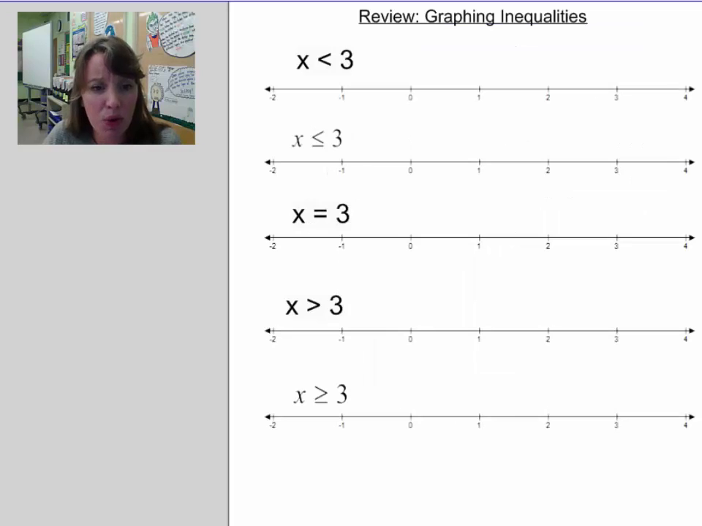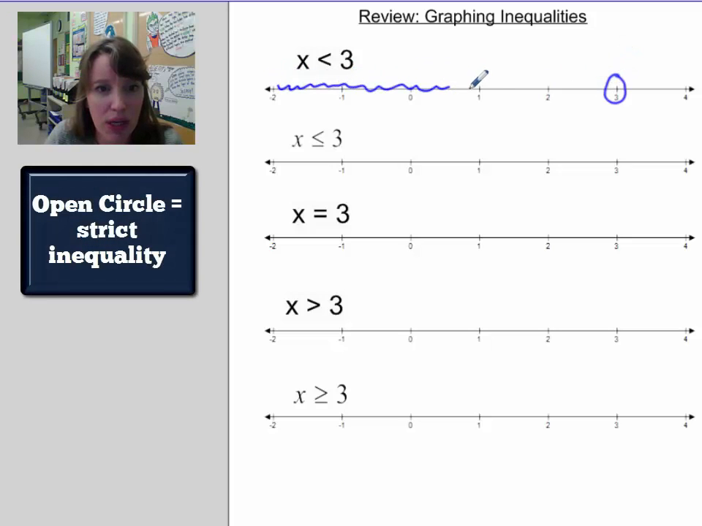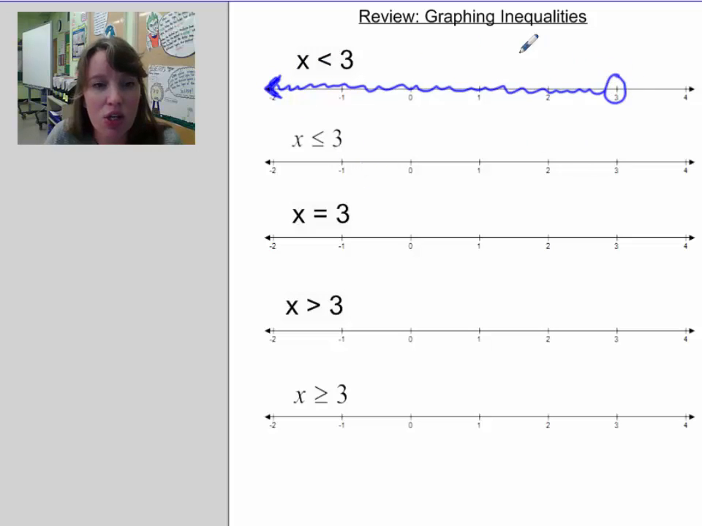Okay, this is a review from 7th grade of graphing inequalities. So if I say that a number is less than 3, then I want to create an open circle at 3 and shade to the left. So I can indicate my shading like this, and I want to always bold in the arrowhead that's on the same side. So what I've done is I've shaded all the possible values that I could substitute in here for X and have the inequality be true.